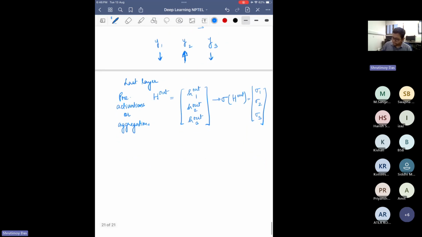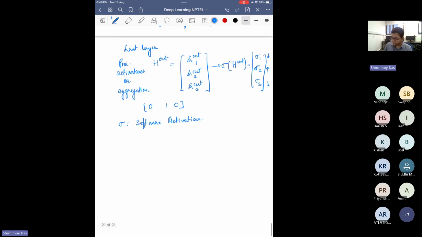Because we are trying to learn this distribution, we want sigma 2 to increase, and we want sigma 1 and sigma 3 to decrease, right? So earlier you saw the sigmoid activation. The activation that helps us do this is the softmax activation. So what is the softmax activation?